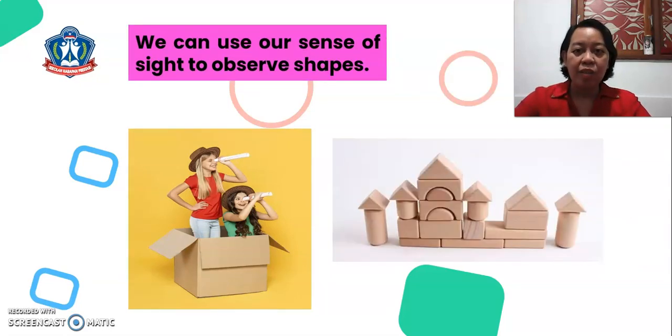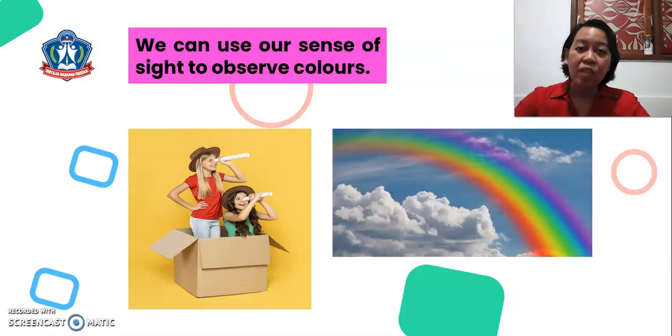We can use our sense of sight to observe shapes. Can you name all the shapes from this picture of the wooden blocks, children? We can use our sense of sight to observe colors. Do you know the colors of the rainbow? They are red, orange, yellow, green, blue, indigo, and violet.